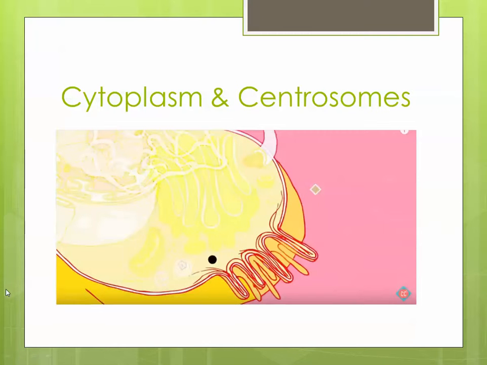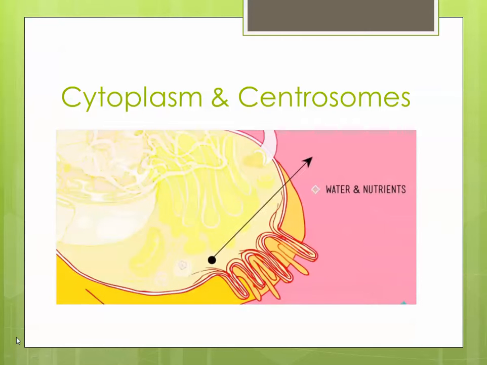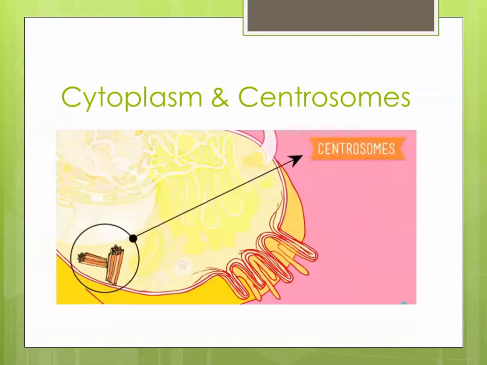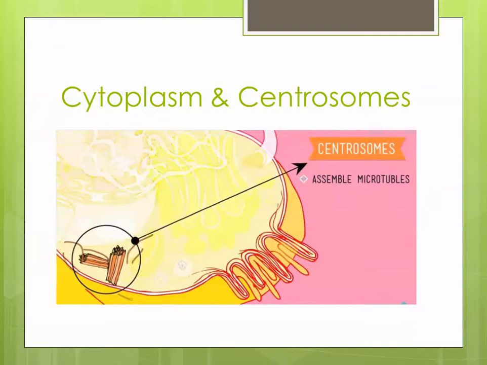Now we're going to go over cytoplasm and centrosomes. A eukaryotic cell is filled with a solution of water and nutrients called cytoplasm, and inside of this cytoplasm is a scaffolding called the cytoskeleton. It's basically just a bunch of protein strands that reinforce the cell. Centrosomes are a special part of this reinforcement. They assemble long microtubules out of proteins that act like steel girders that hold all the city's buildings together.